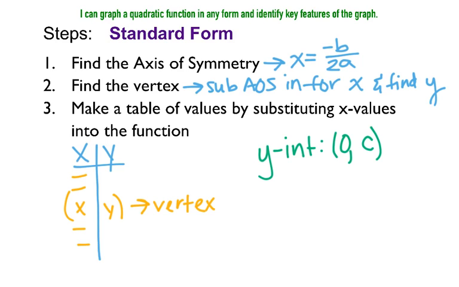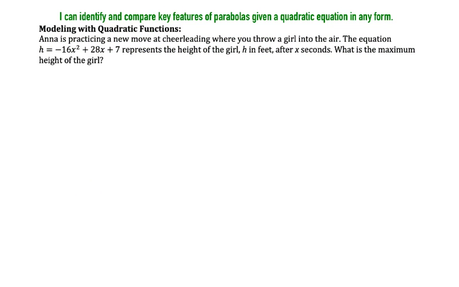So now let's look at this by comparing in real life. So we want to model with a quadratic function. Anna is practicing a new move at cheerleading where you throw a girl into the air. The equation h equals negative 16x squared plus 28x plus 7 represents the height of the girl, h, in feet, after x seconds. And they want us to know what is the maximum height of the girl.